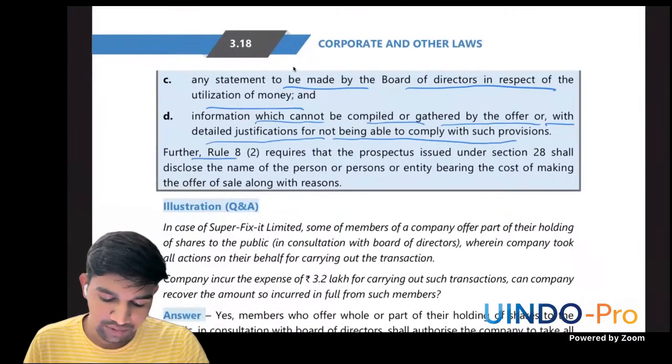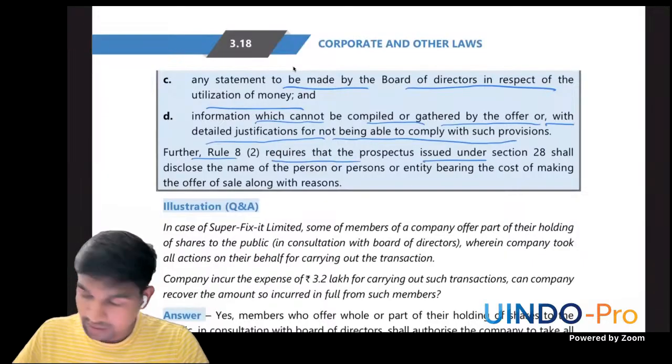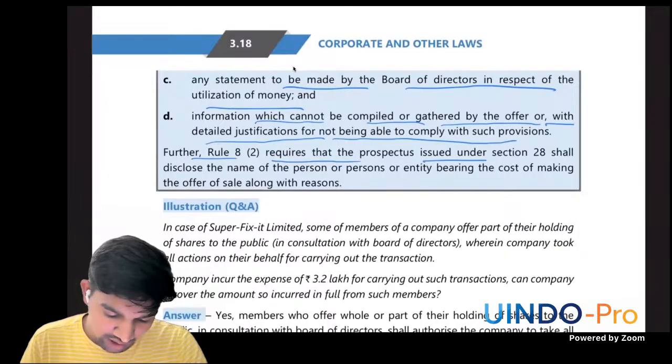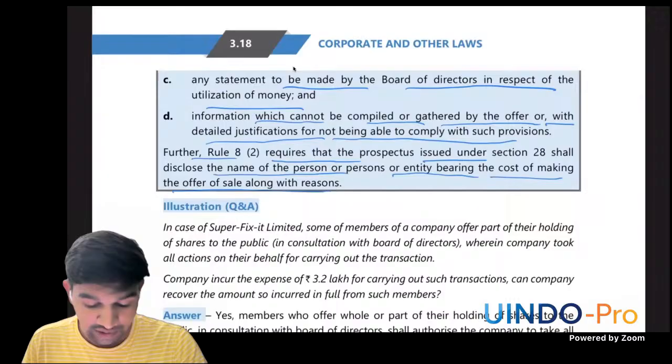Further, Rule 8 sub-rule 2 requires that the prospectus issued under Section 28 shall disclose the name of the person or persons or entity bearing the cost of making the offer of sale, along with reasons.